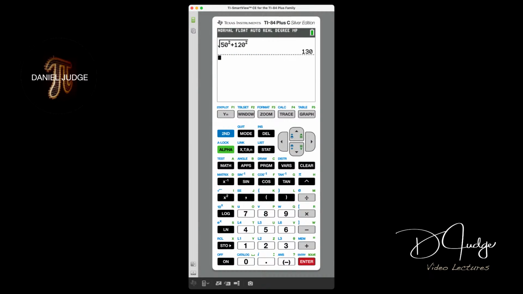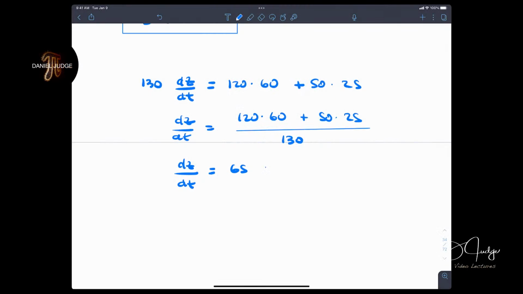TI. 120 times 60 plus 50 times 25. Divided by your 130. And this is the rate of change of that z variable. 65 miles per hour. There we go.